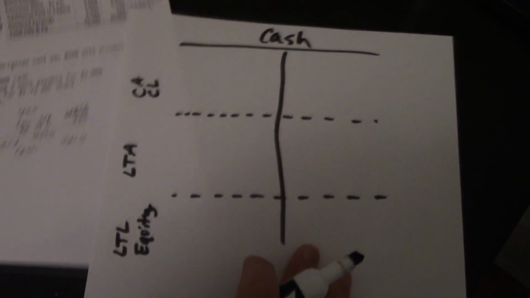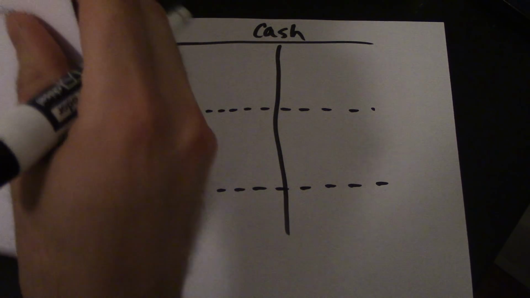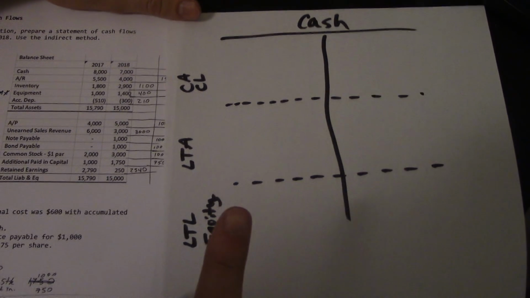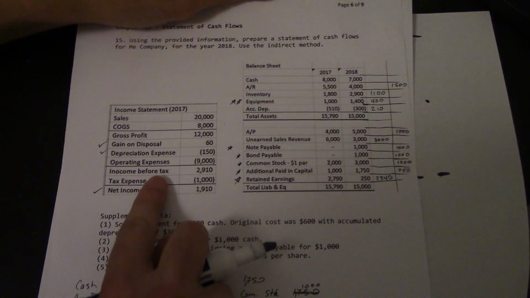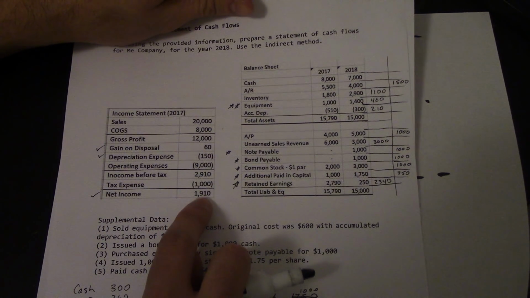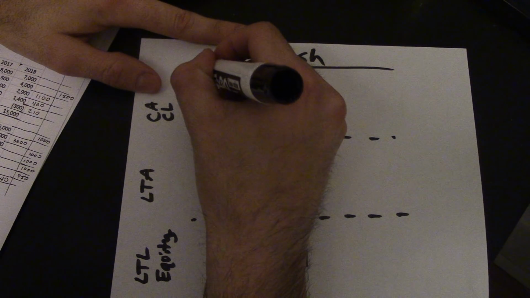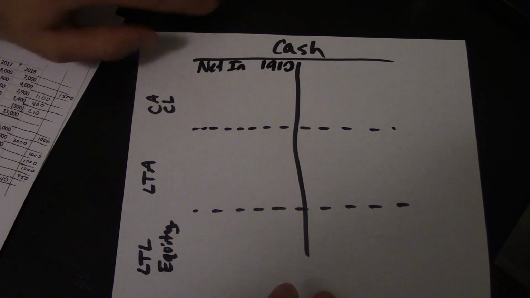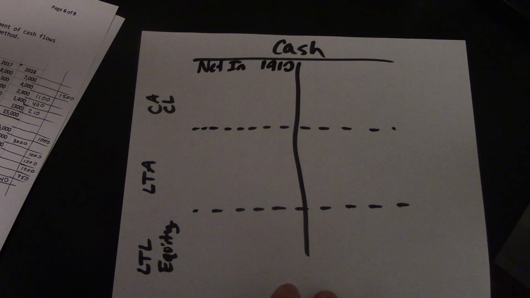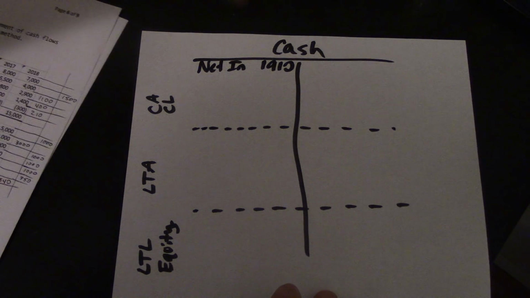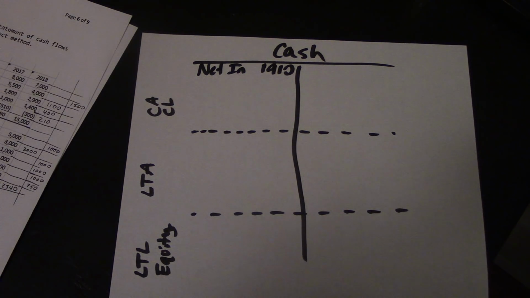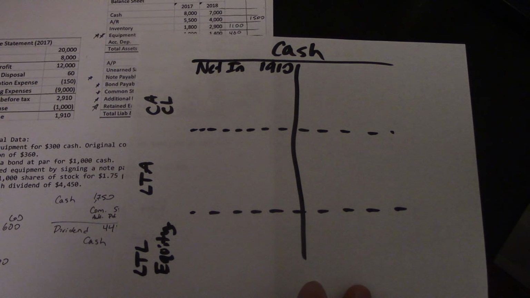So there we go. Let's take a look at our information here. I've written down a bunch of stuff, just ignore that. First step is to go to the income statement and get the net income, $1910. That goes at the very top of the cash flow statement in our operating section on the debit side. From here on out, we're going to be adjusting our net income. So there's our first step, net income.